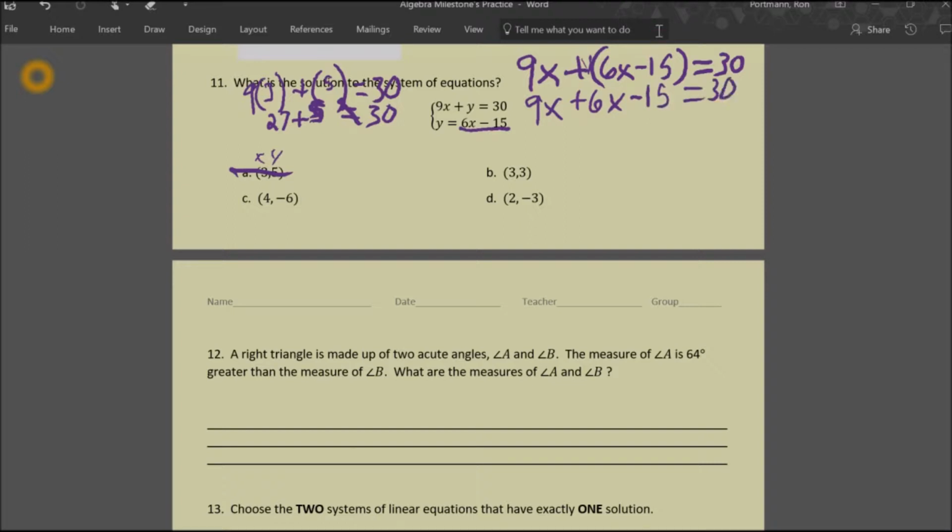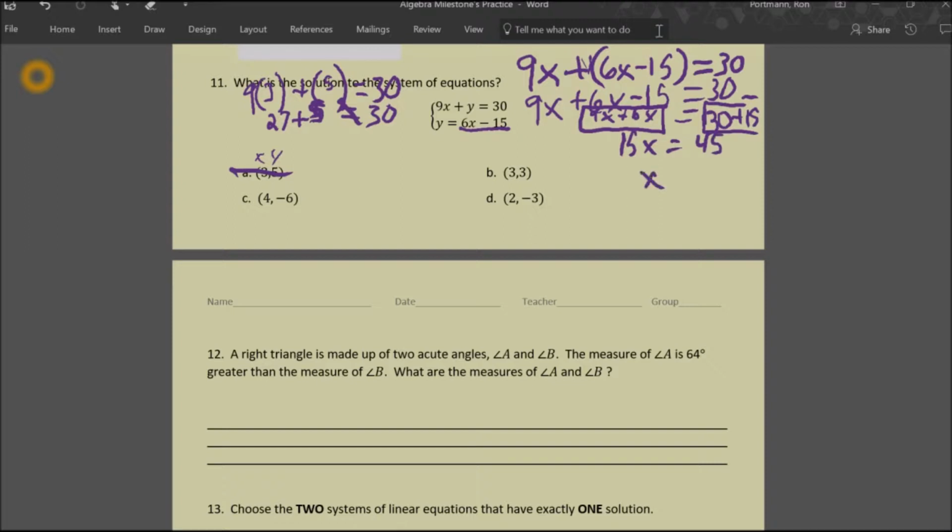All right, and this is where you do your boxes. I'm going to keep the variables on the left. I'm going to keep the integers on the right. This would leave us with 30 plus 15. Sorry if that's hard. It's kind of small. 30 plus 15. Because this is negative 15, you change the side, you change the sign. And this is just 9x plus 6x, which gives you 15x equals 45.